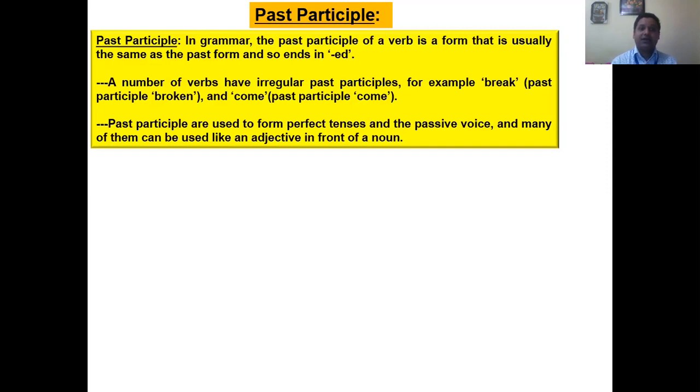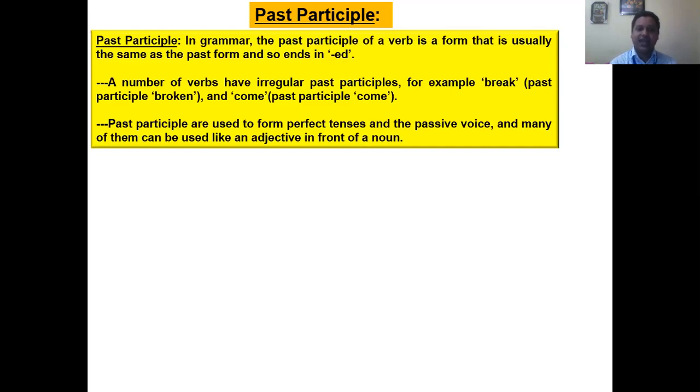But there are a number of verbs with irregular past participles. For example, break, past participle form is broken, and come, past participle form is come. So you can see irregular form here also. Past participles are used to form perfect tenses. Why do we use past participle? To form perfect tenses and the passive voice also.